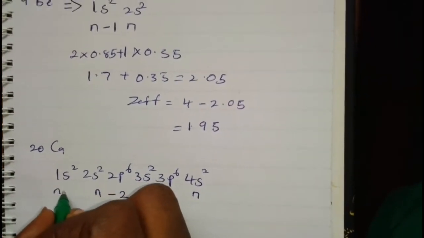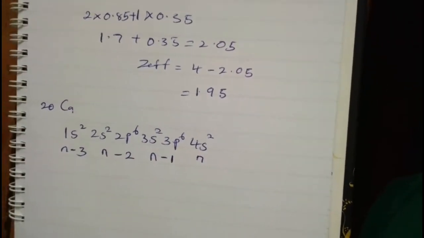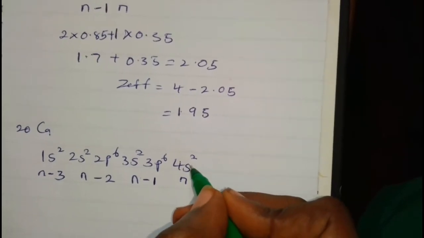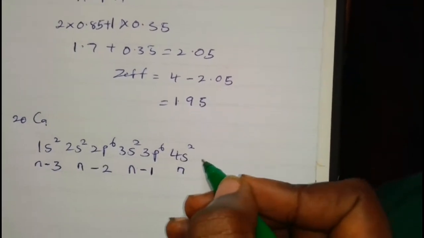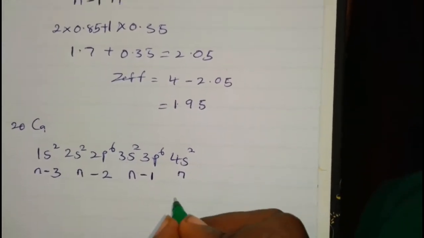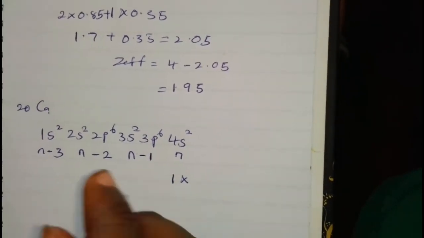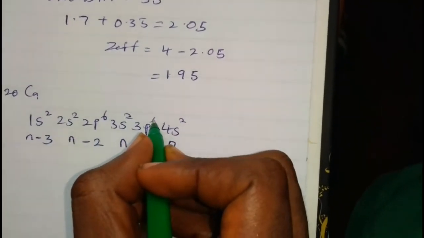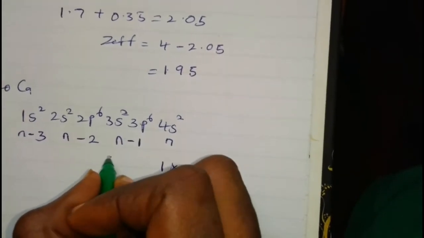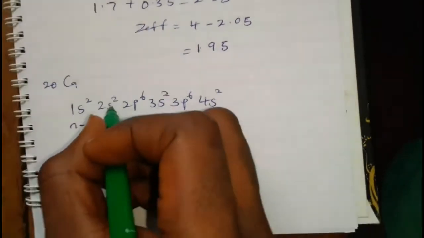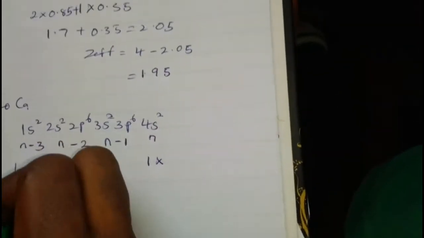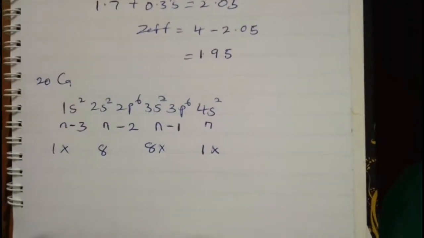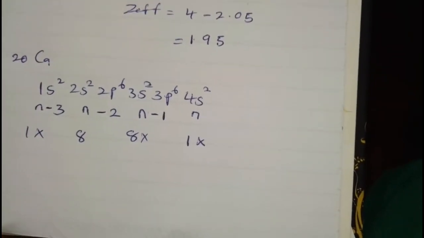So this one will lose one electron because it's the main shell. It is the last one, so it will be 1 times the value. This one, 2 plus 6, is 8 times. This one will be 8 times also. This one will be 1 times. So let's now input the values according to the table. I'll show you guys the table right now.